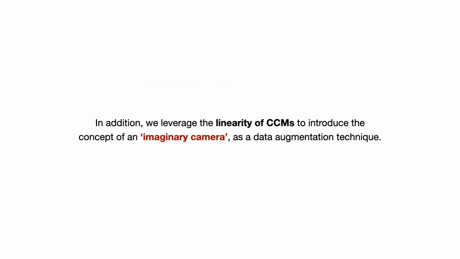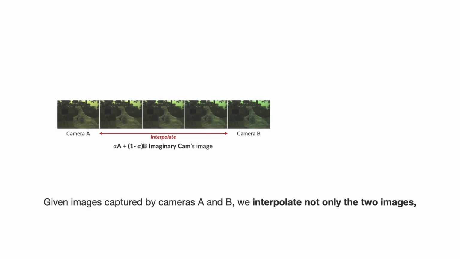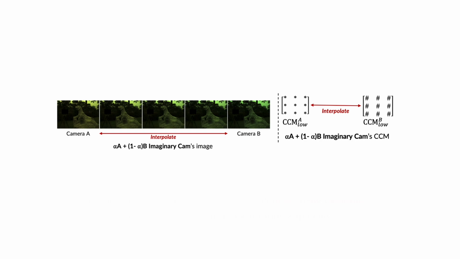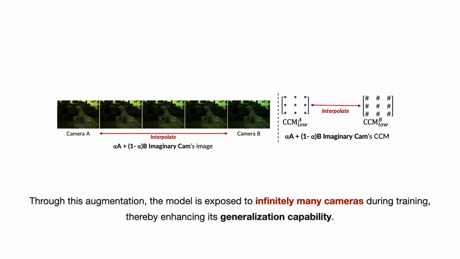In addition, we leverage the linearity of color correction matrices to introduce the concept of an imaginary camera as a data augmentation technique. For example, given images captured by cameras A and B, we interpolate not only the two images themselves, but also their corresponding matrices in the same ratio. Through this augmentation, the model is exposed to infinitely many virtual cameras during training, thereby significantly enhancing its generalization ability.